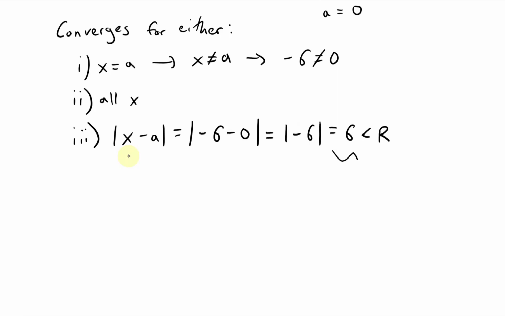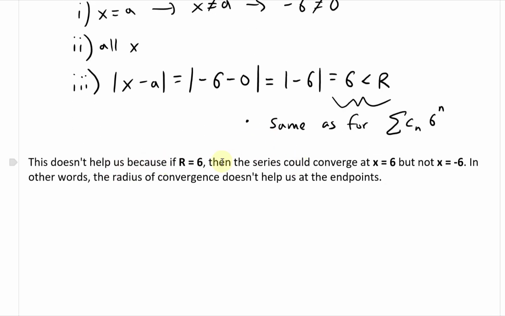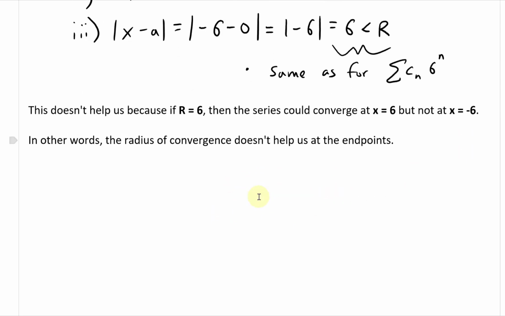So we could scroll here and write same as for the other series, the c_n times 6 to the n. But r could be 6. If r equals 6, then this doesn't help us, because if the radius of convergence equals 6, then the series could converge at x equals 6, but not at x equals -6. So in other words, the radius of convergence doesn't help us at the endpoints.